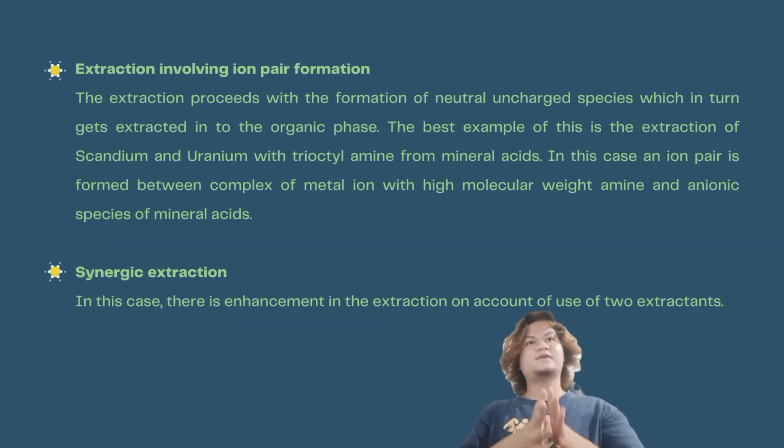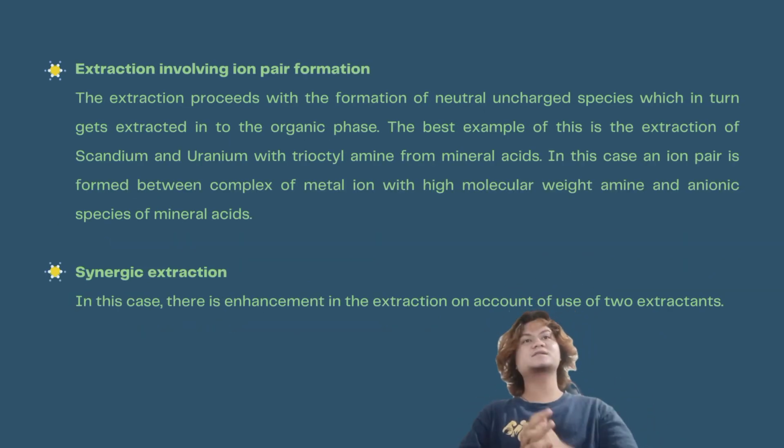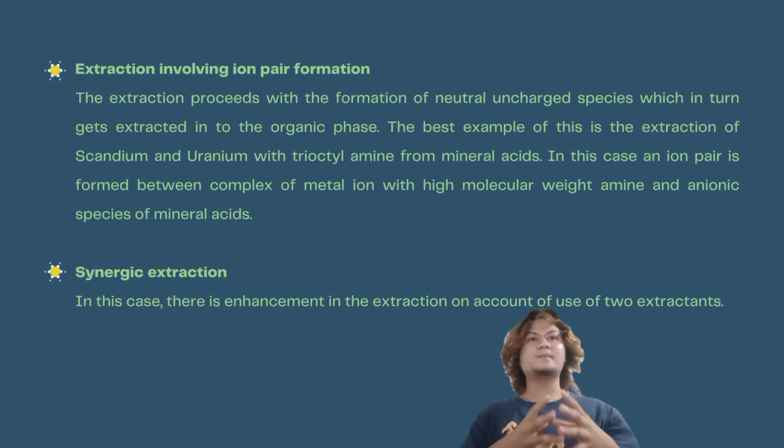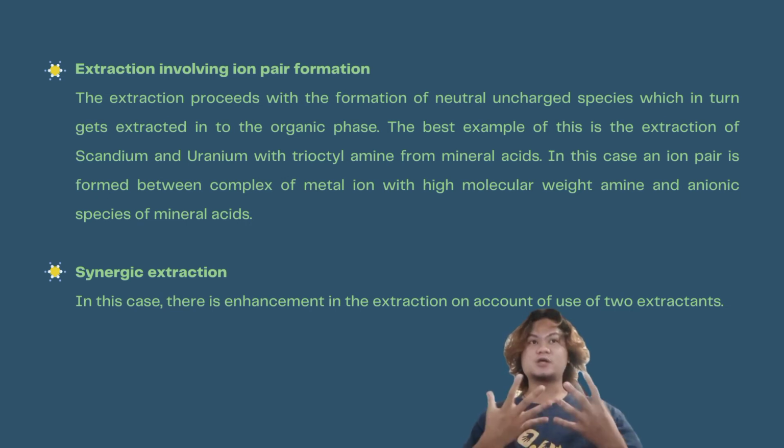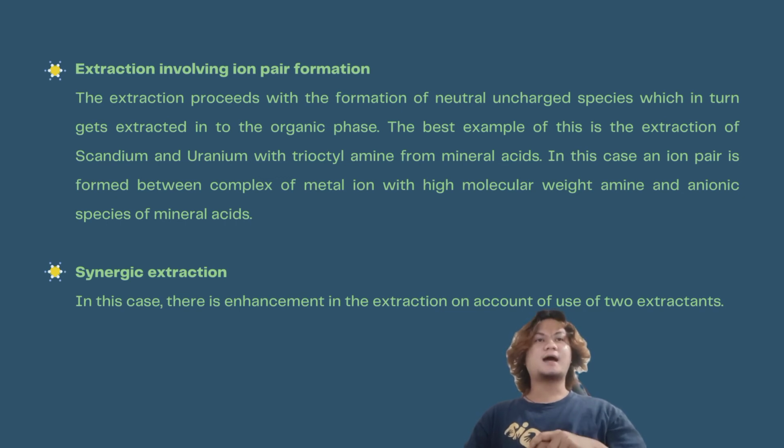The third classification of extraction system is extraction involving ion pair formation. In this classification, the extraction proceeds with the formation of neutral uncharged species, which in turn gets extracted into the organic phase. The best example of this is the extraction of scandium and uranium with tributyl amine from mineral acids. In this case, an ion pair is formed between a complex of metal ion with high molecular weight amine and anionic species of mineral acids.